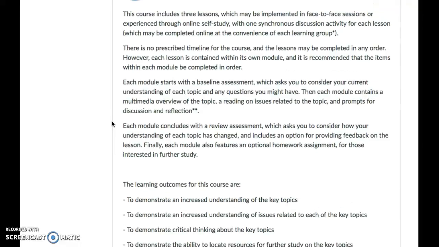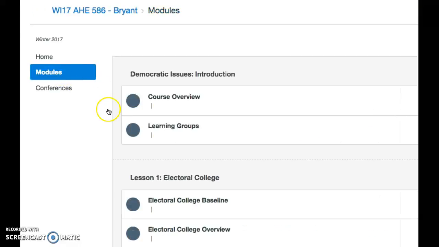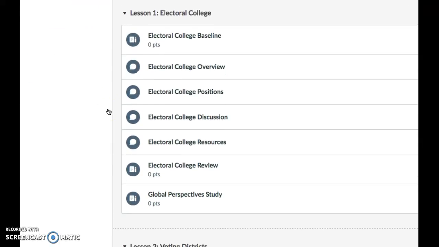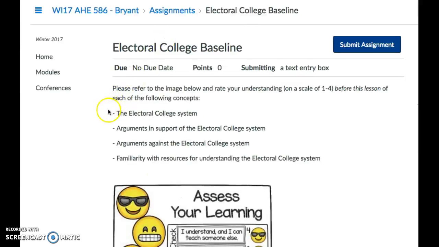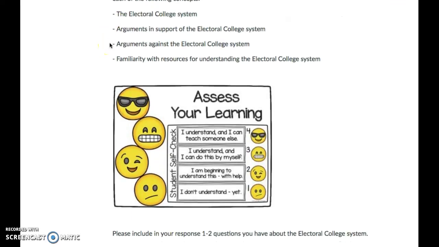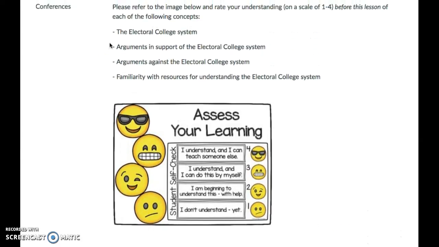Let's take a look at a module. Here's the module for the first lesson on the Electoral College. The first item in the module is the baseline self-assessment. Use the image on the screen to rate your understanding before this lesson of the concepts listed. Include in your response 1 to 2 questions you have about the Electoral College system.